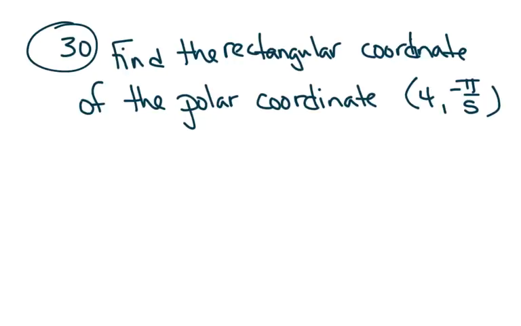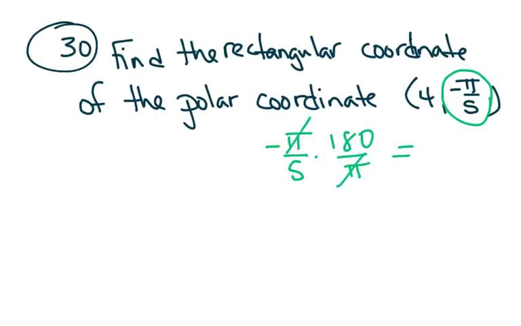In number 30, we want to find the rectangular coordinate for the polar coordinate 4, negative pi over 5. Now I said that you probably like it better if you change these radians back into degrees. You change radians into degrees by multiplying by 180 over pi. The pi's go away, and negative 180 divided by 5 is negative 36 degrees. Remember in polar coordinates, the first coordinate is r, it's like the radius, and the second coordinate is the angle at which that radius is.